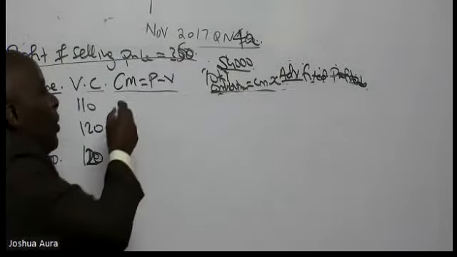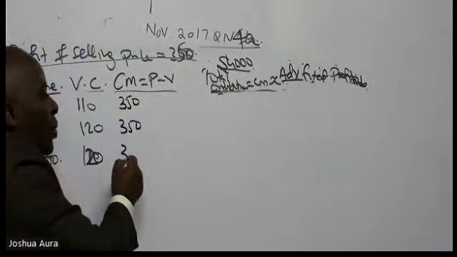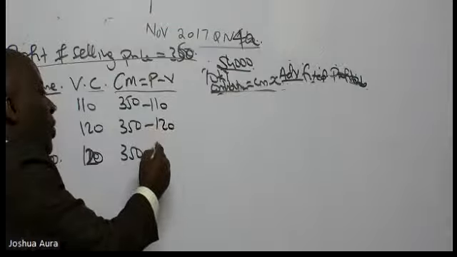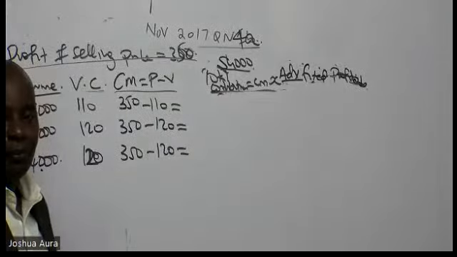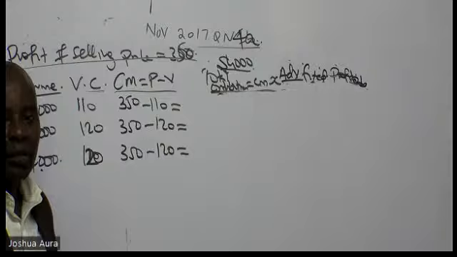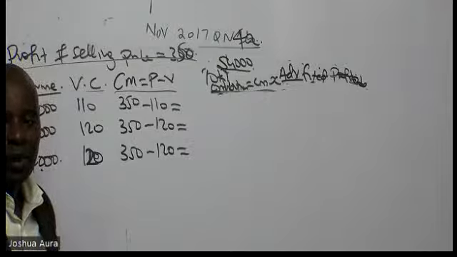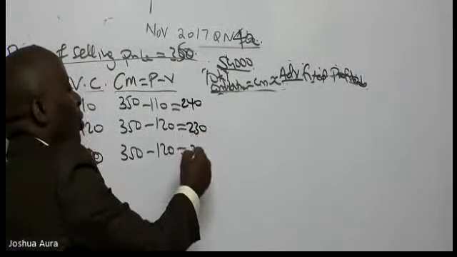So please come and give me contribution margin. The price now is 350 throughout. Minus 110 here, minus 120 here, minus 120 there. Could you kindly give me these figures now? The first one, 240, 230, 230.